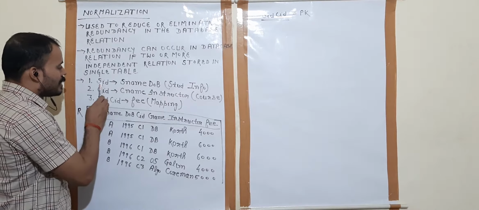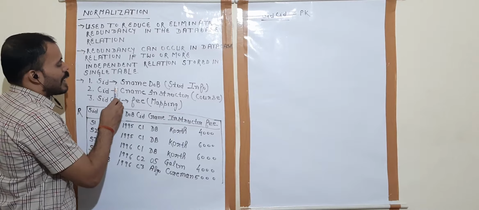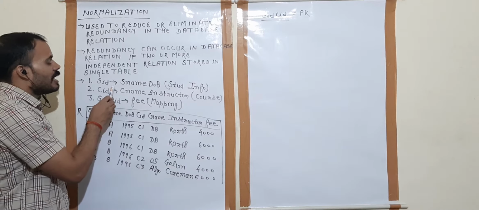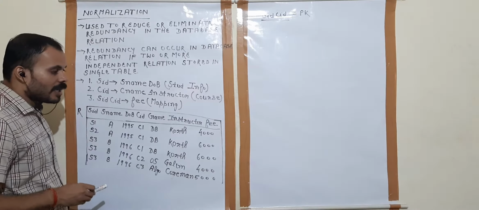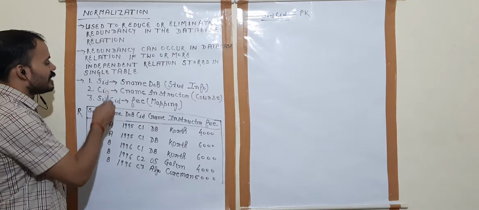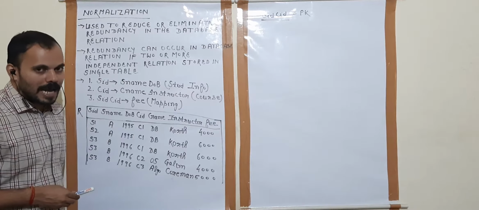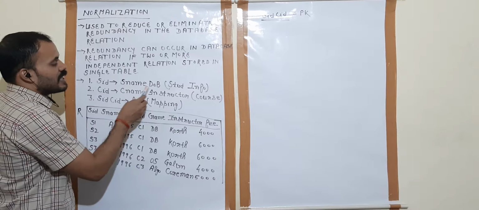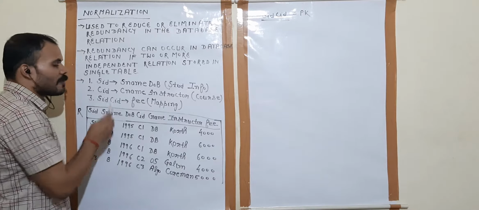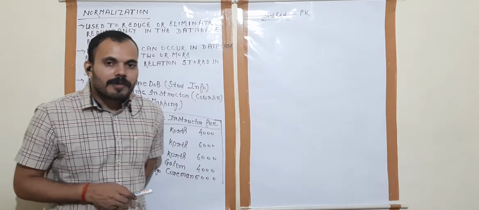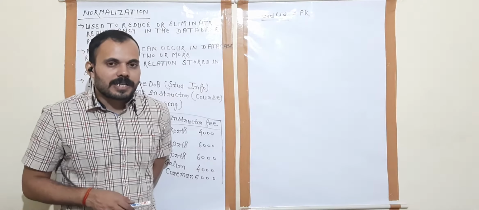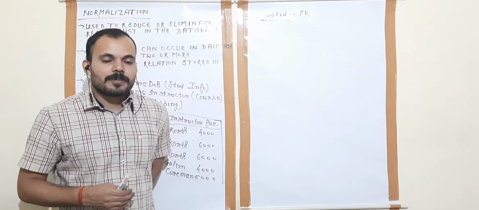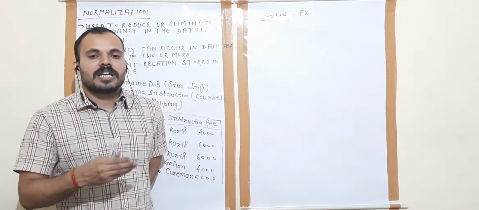It is given that SID determines yes name, DOB. We speak this arrow as "determines", meaning SID determines yes name, DOB. This is a functional dependency. We will study functional dependency in detail in the coming lectures.